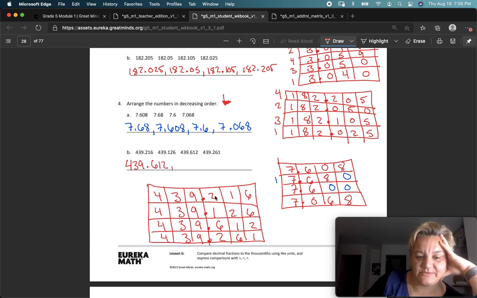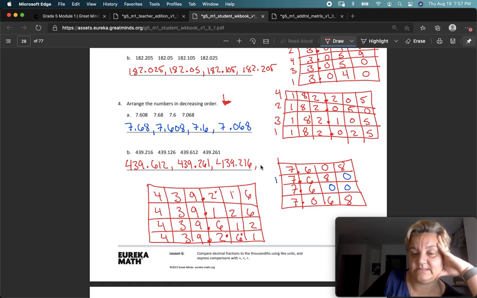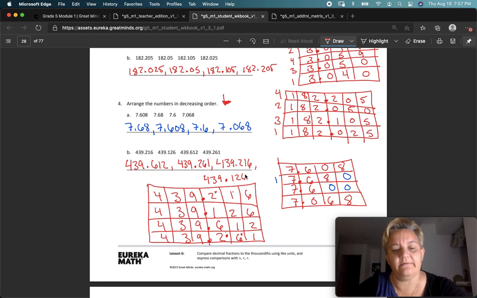Then it's down to the 2s, right? So if this one and this one are both 2s, I'm going to put a little number there, then I'm going to have to go over to the hundredths. And 1 is smaller than 6, isn't it? So this is the next biggest here. 439 and 261 thousandths. Then this one, 439 and 216 thousandths. And then the last one, 439 and 126 thousandths.